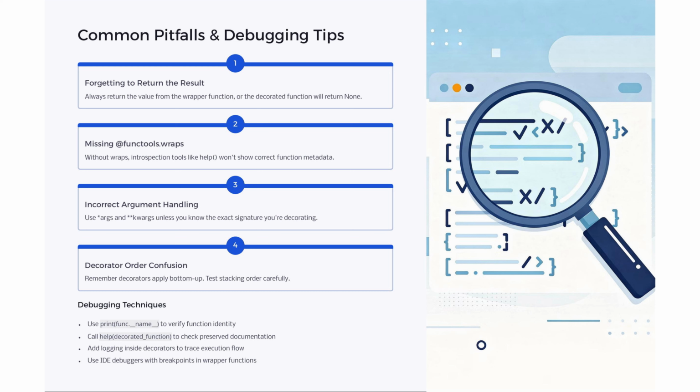Forgetting to return the result in a wrapper function can lead to unexpected None returns. Always use @functools.wraps to preserve function metadata. Handle arguments with *args and **kwargs for flexibility. Remember, decorators apply bottom-up. Test stacking order. Debug by printing function names, using help, adding logging, and setting breakpoints in integrated development environments.